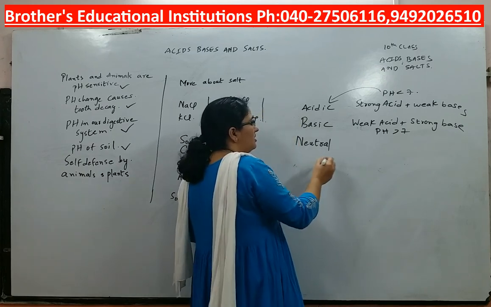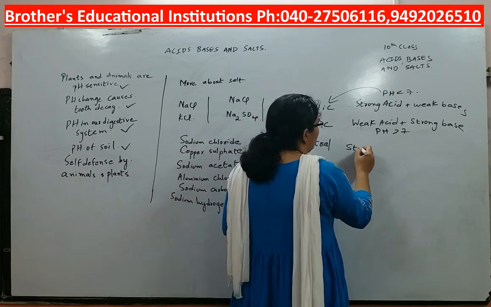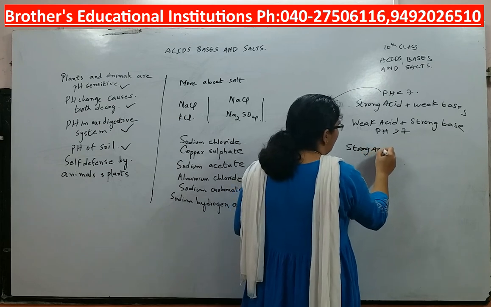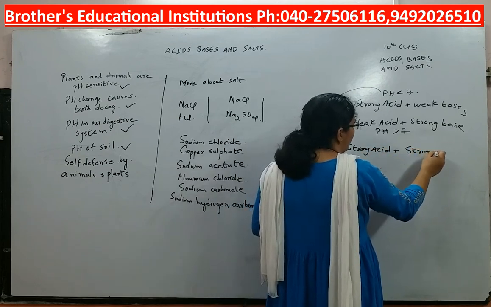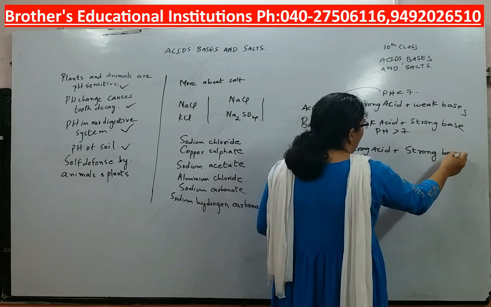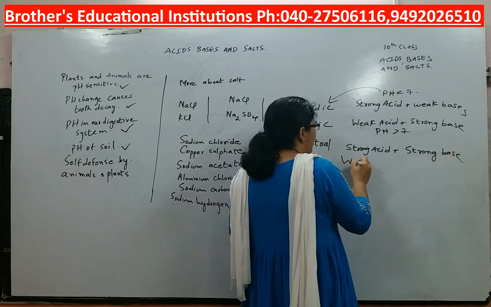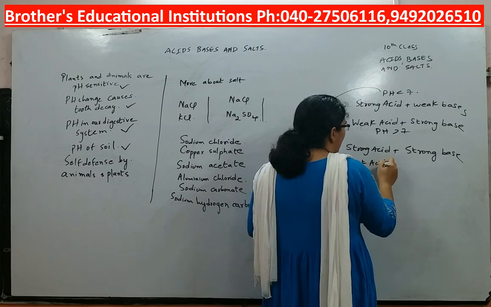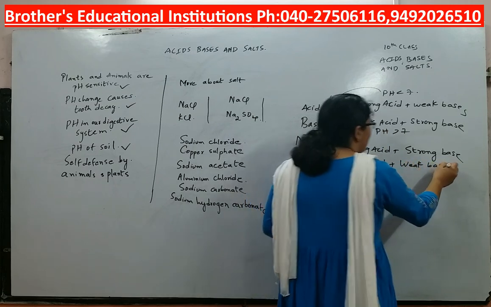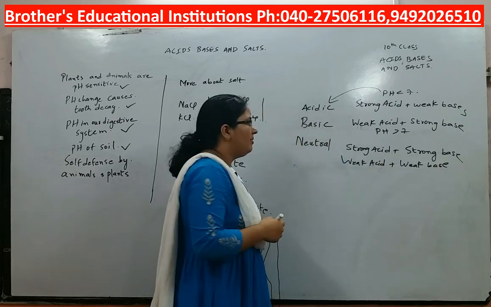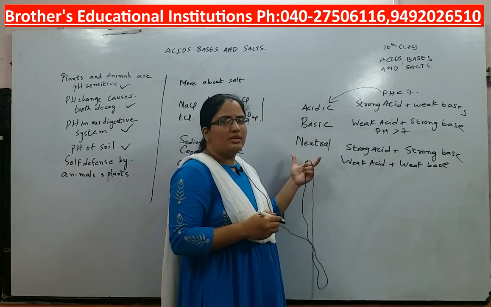Neutral salts are those salts which are obtained from strong acid, strong base, weak acid and weak bases. Strong acid with strong base, and weak acid with weak base, usually give neutral salts.